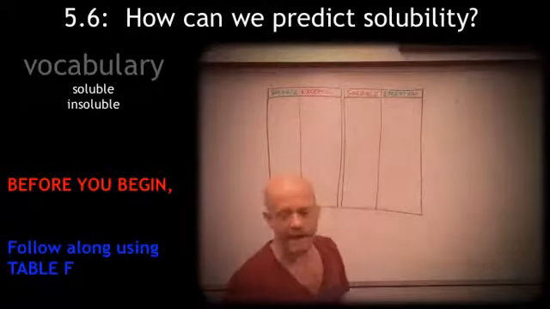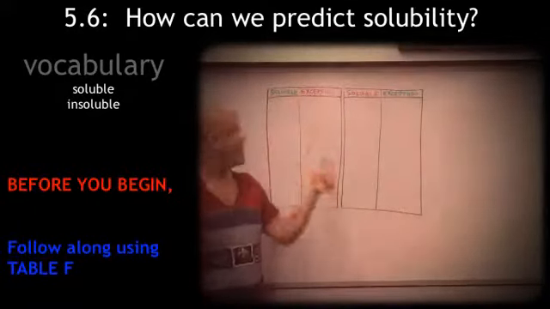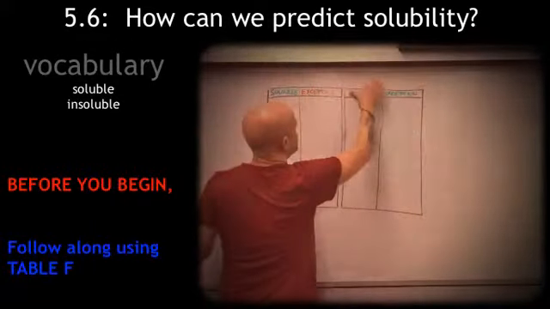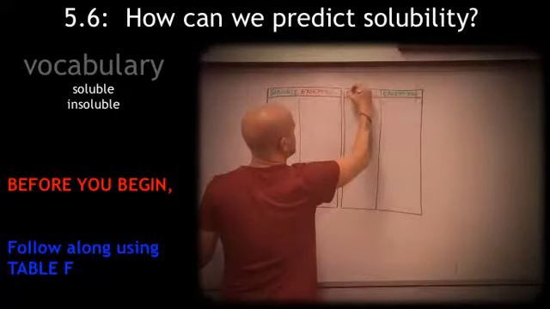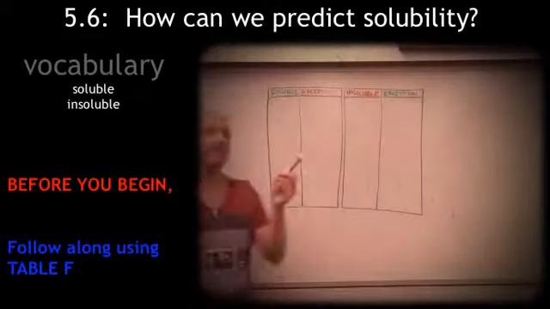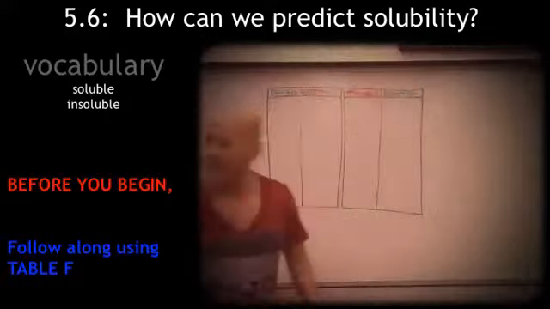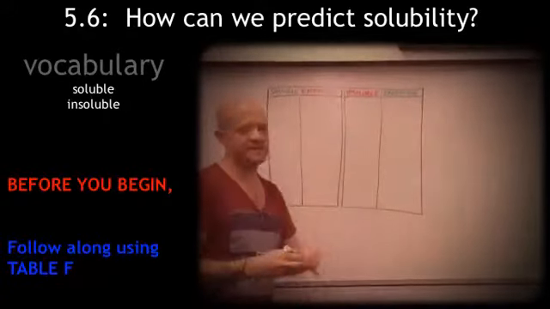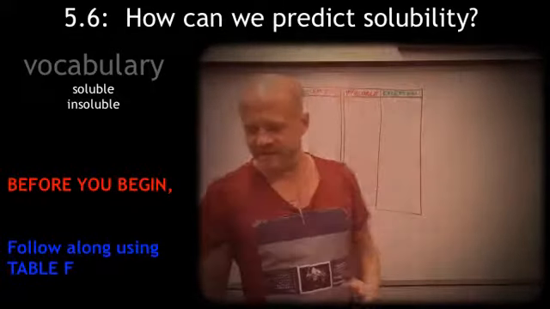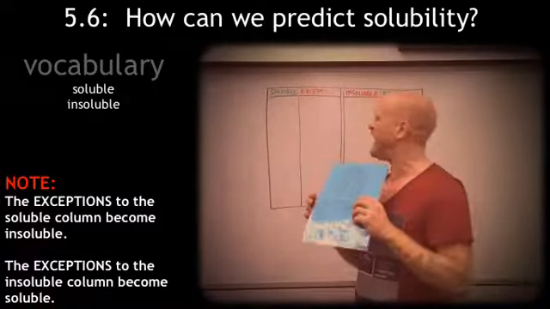Okay. Now, what we have here is four columns. We have soluble, we have insoluble, and then we have the exceptions. I drew the insoluble ones in red, which means they will not dissolve in water. And I drew the soluble ones in green, which means that they will dissolve in water. So basically, the way that this chart works is I'm going to write down a few different examples, and we're going to figure out where they go.